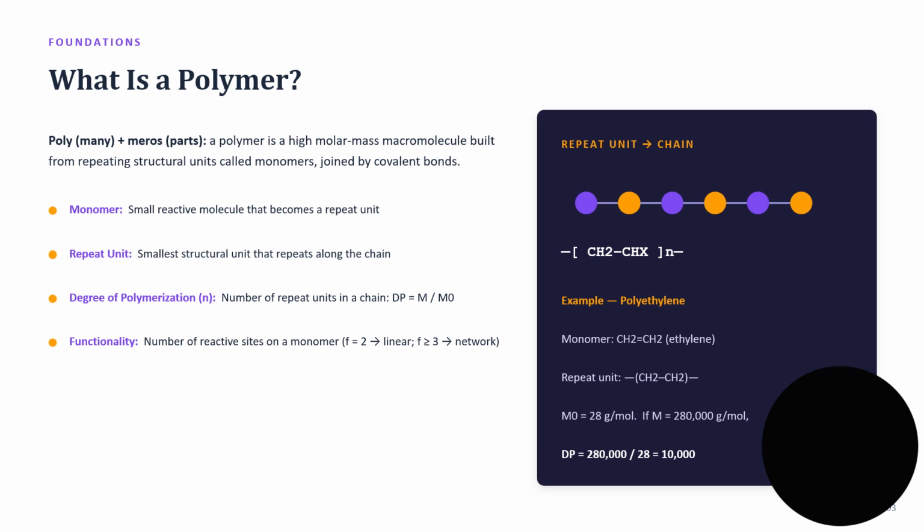Look at the example on the right. Polythene. The monomer is ethylene, CH2=CH2, with a molar mass of 28 grams per mole. If a polymer chain has a molecular weight of 280,000 grams per mole, the degree of polymerization is 280,000 divided by 28, which gives us 10,000 repeat units in that single chain. Simple division, but this is the calculation GATE loves to test.